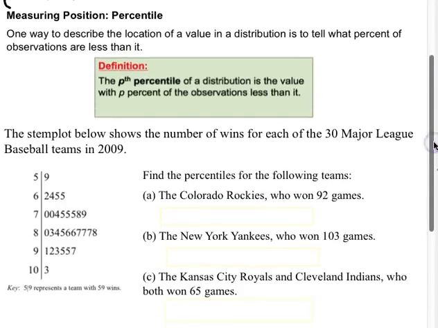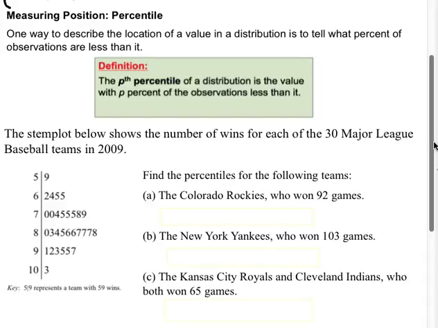So the first thing we're going to talk about is measuring position in terms of percentile. One way to describe the location of a value in a distribution is to tell what percent of observations are less than it. So the pth percentile of a distribution is the value with p% of the observations less than it.